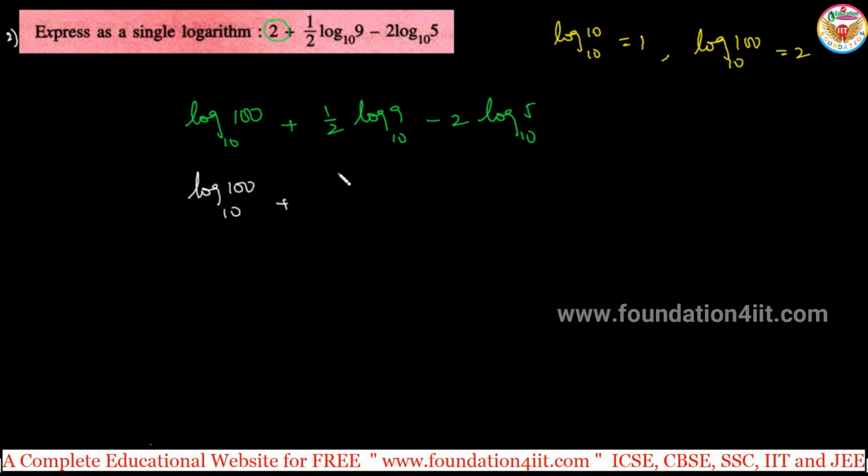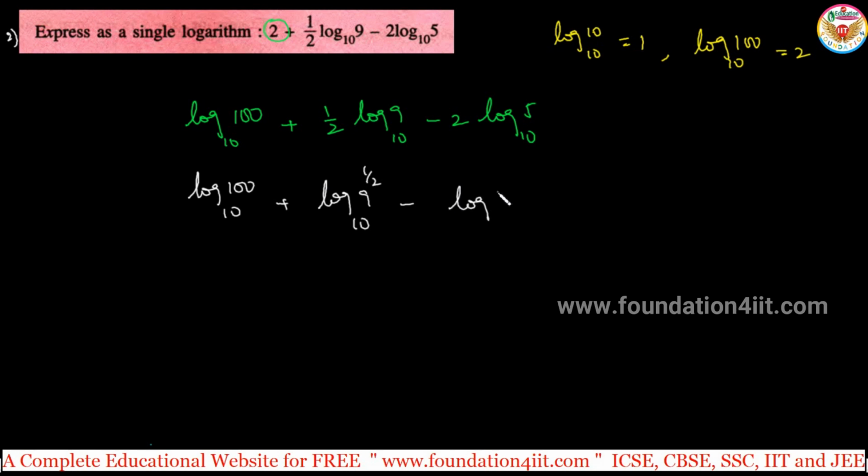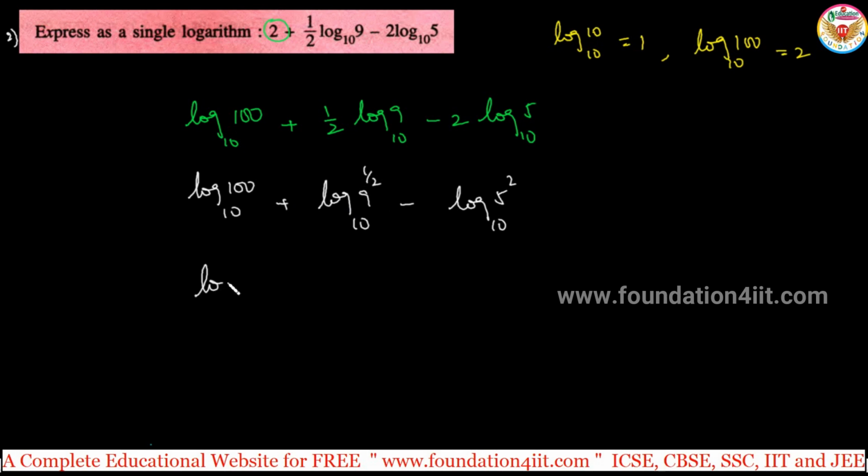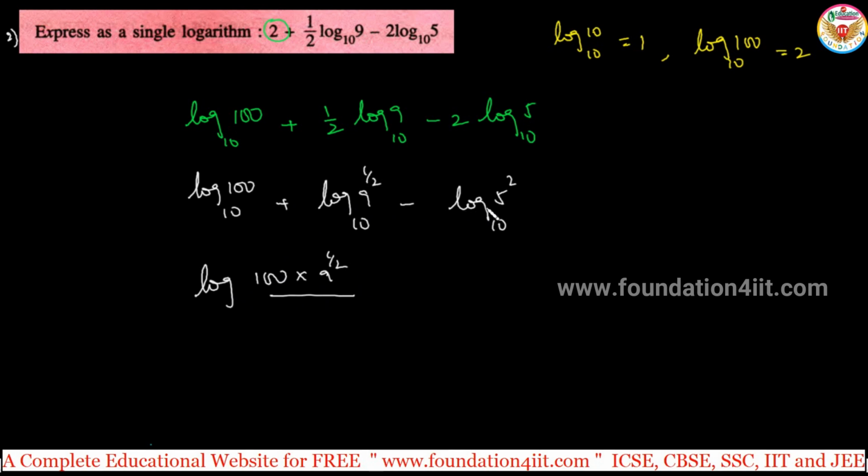Now this is log 100 to the base 10 plus 1 by 2, we can write as a power because the same power rule you can apply. So log 9 to the power 1 by 2 to the base 10 minus, here also, log 5 square to the base 10. Before the 2 we can write it as a power of 5, you applied the power rule. Next, plus means multiply, minus means divide. So log of 100 into 9 power 1 by 2, divided by, minus means division, 5 square to the base 10.